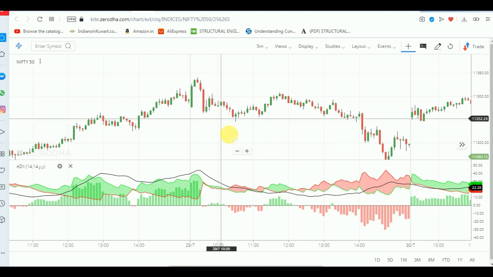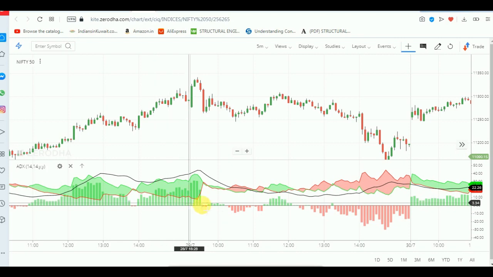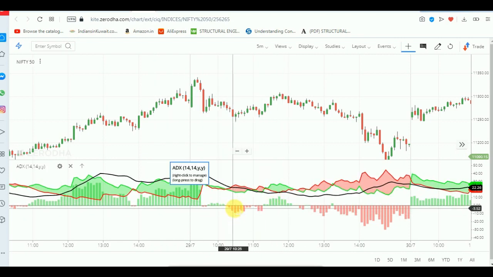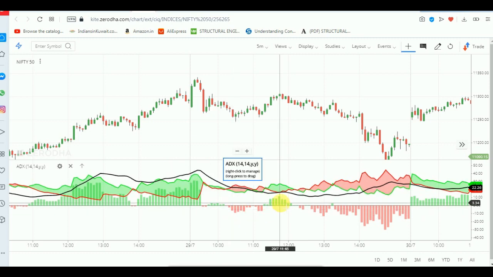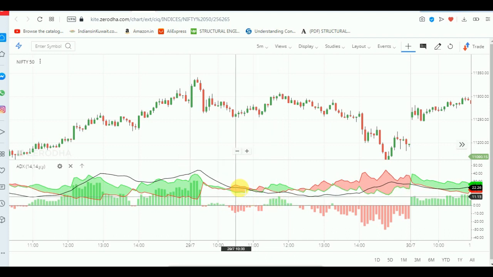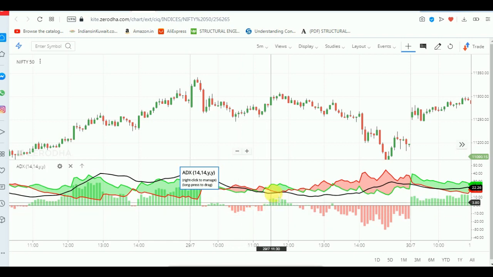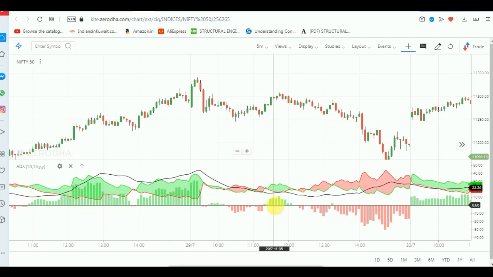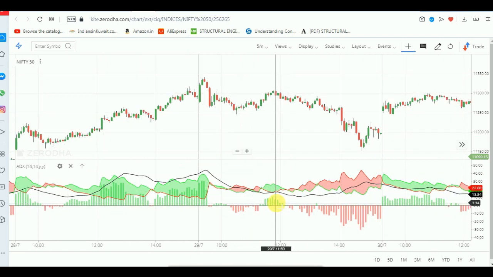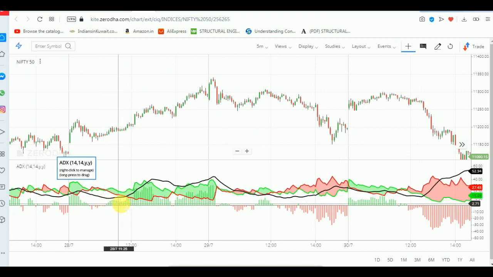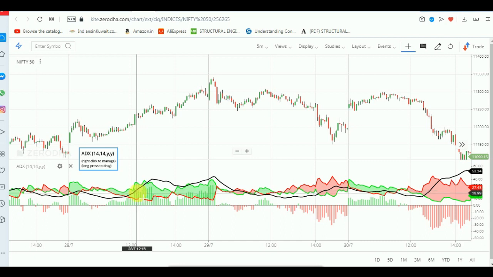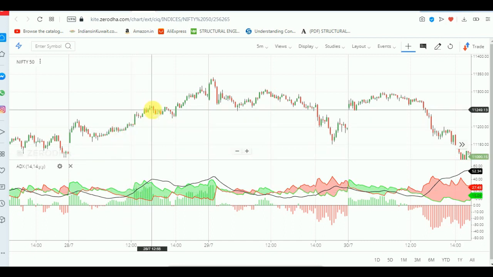So apart from that, you can see the histogram also. These bars, as I had said earlier, the negative bars will be in red and the positive bars will be in green, if you can see. So wherever you can see the red shadow, you can see the red bars, and wherever you are seeing the green shadow, the bars are in green. So how can it be interpreted? If the bars keep on rising, then the price also will rise.